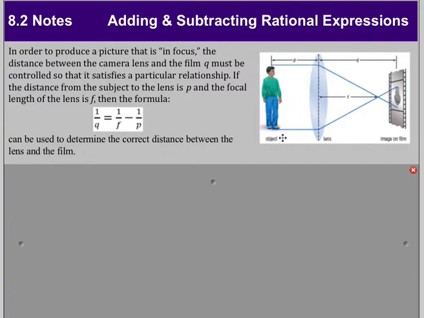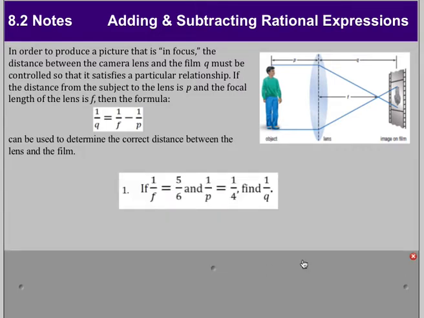In order to produce a picture that is in focus, the distance between the camera lens and the lens Q must be controlled so that it satisfies a particular relationship. If the distance from the subject to the lens is P and the focal length of the lens is F, then the following formula can be used to determine the correct distance between the lens and the film. Okay, so our problem says if 1 over f is equal to 5/6 and 1 over p is equal to 1/4, we need to find 1 over q.